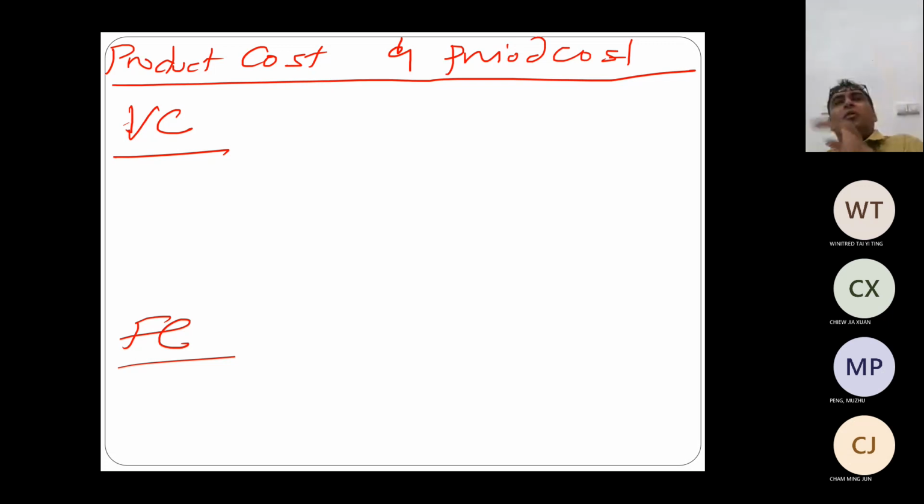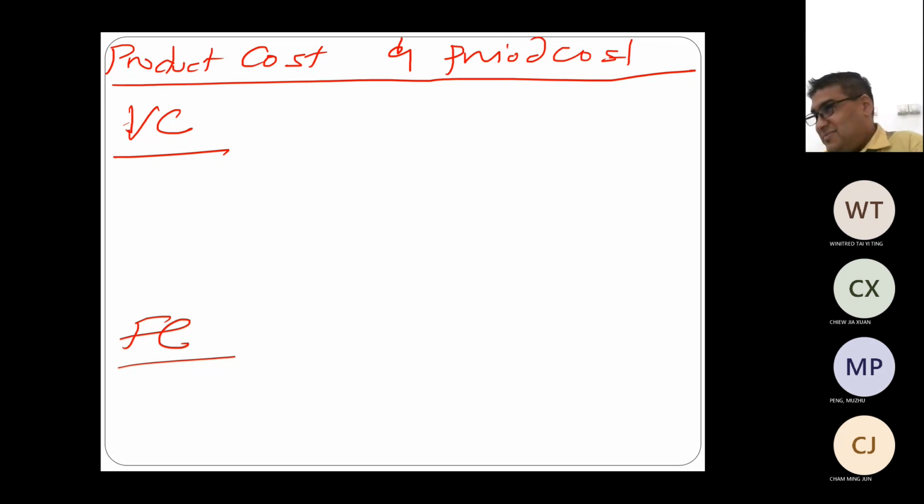So basically, whether it's product or period, we can subdivide them into fixed cost and variable cost. So what are variable costs? Cost that changes proportionally to the level of activity. Don't use the word level of production. It's the level of activity. Are you guys with me? Okay, good. What is a fixed cost?